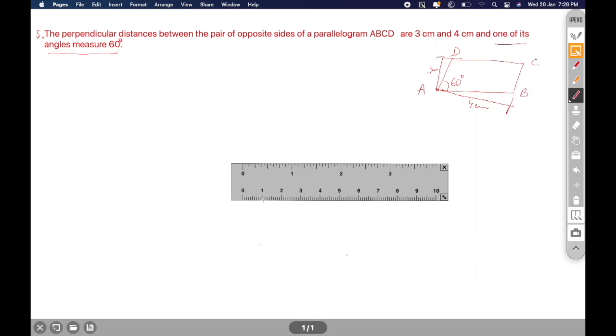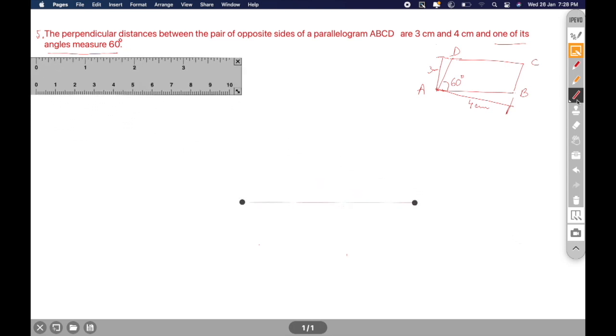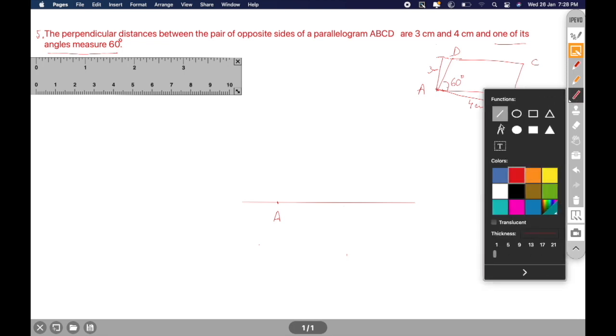At first, let us draw a line of any length and mark a point A from where we are supposed to construct the 60 degree angle and also the perpendiculars to the opposite sides. Now let us construct the perpendiculars first.